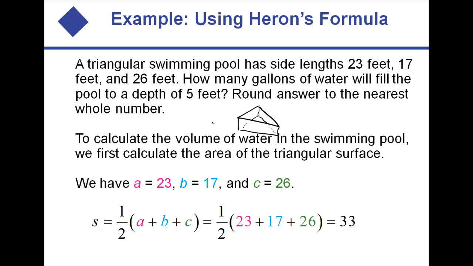And so if we know the area of this surface, then all we have to do is multiply it by the height, and that will give us volume. And they told us that this thing is, we'll say 17, 23, and 26. 26 is the longest one. Check. Yep, those work. So this is a triangle. It's good to go. The depth is 5. So we can find the volume by finding the area of this triangle and multiplying it by 5. First things first, find S, 33, simple.